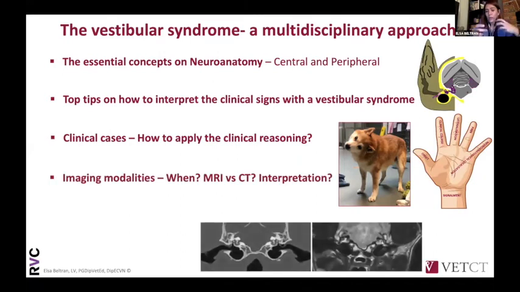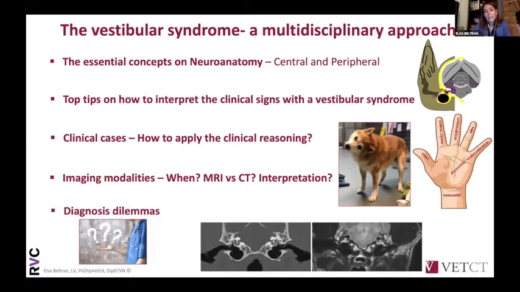And Fraser will talk about the imaging modalities, when MRI is better, whether they complement with CT, and how we can interpret those findings. And then for the last part, I will come back with the last slides. Let's discuss the diagnostic dilemmas, where you will see there are still a lot of question marks.